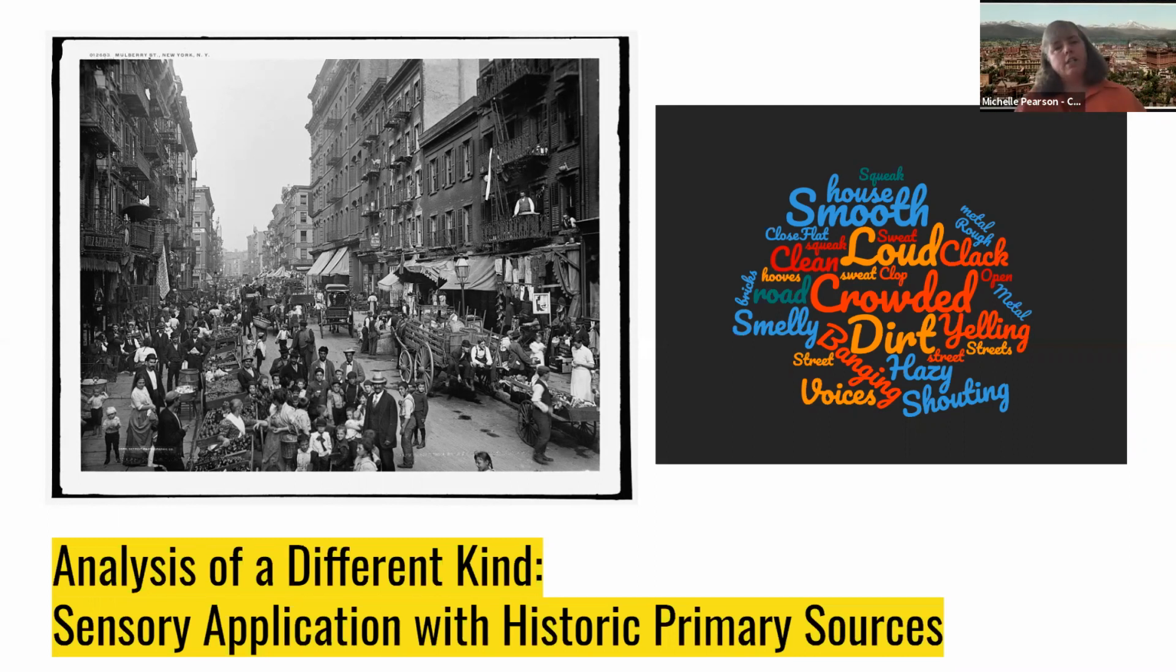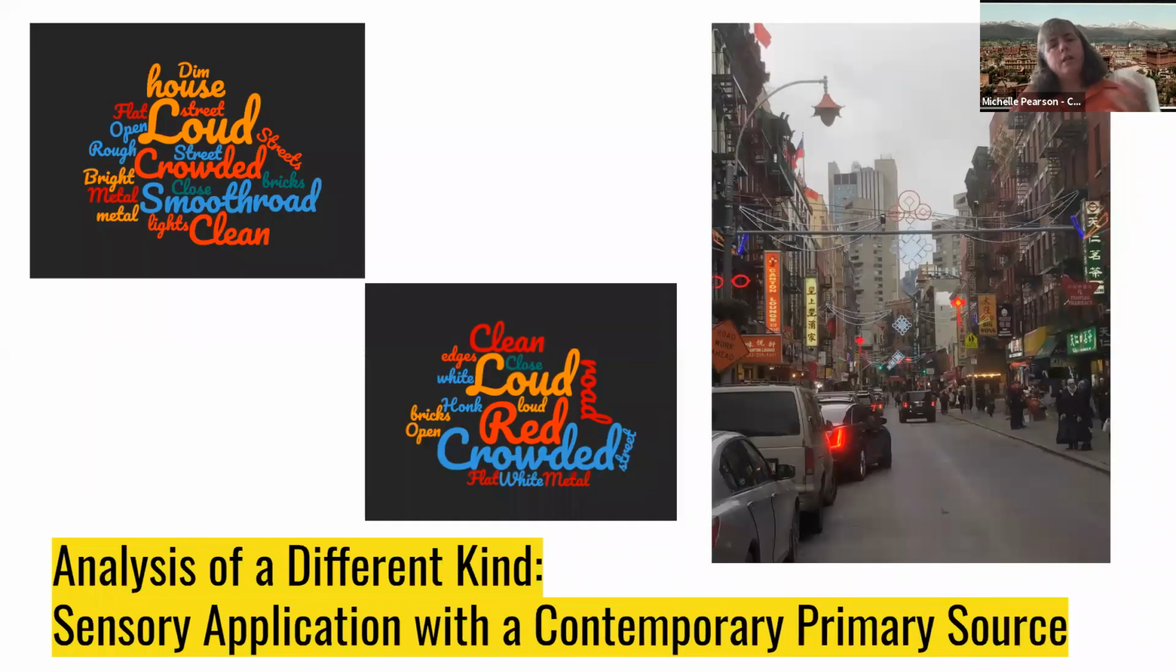Peggy, can you go on to the next picture? The next one, then, we took a contemporary photo and we asked them to look at the contemporary piece. This is the same area, the same street. This is Mulberry Street again. Not quite the same time of year, but we had kids take a look at this.